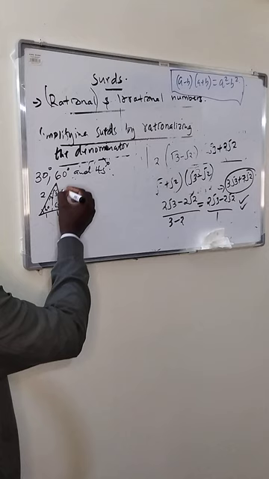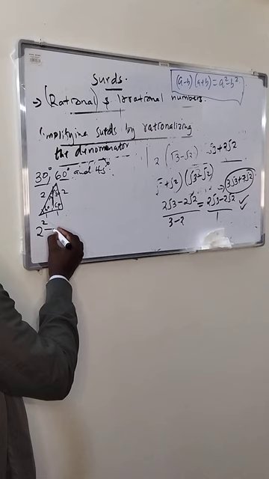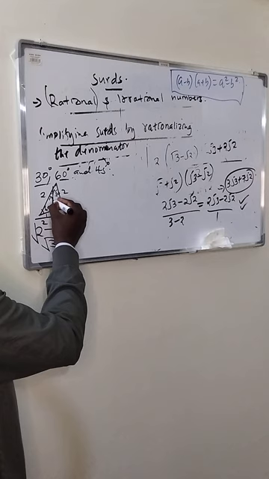Pay focus to only one side, because we are interested in 30 and 60. So if this is 2 and this is 1, the height will be the square root of 2 squared minus 1 squared. 2 squared is 4, 1 squared is 1. So 4 minus 1 is 3, so we have root 3. So the height is root 3.